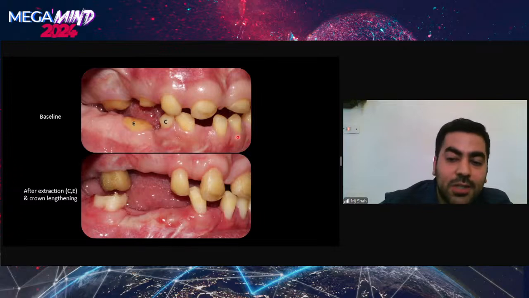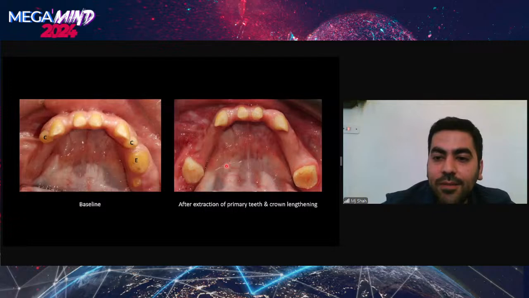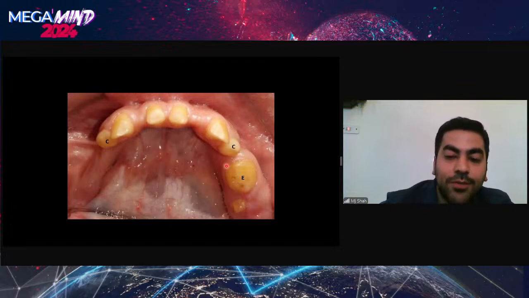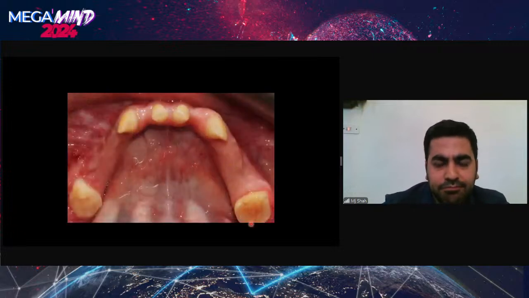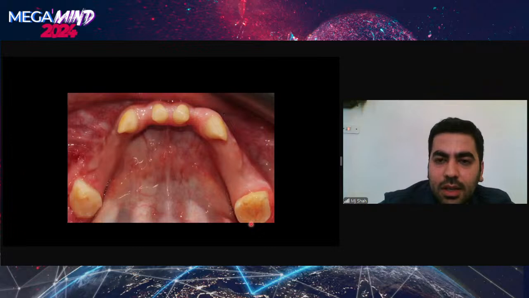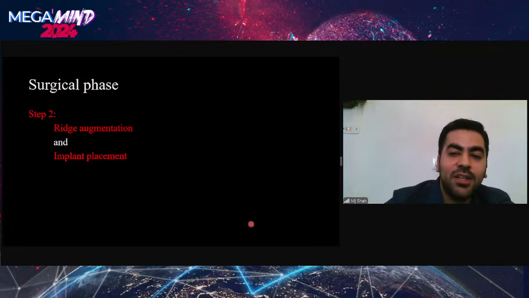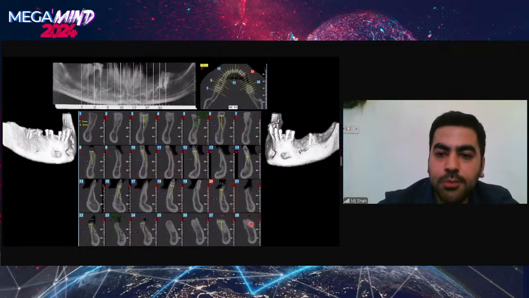Also, the interarch space is increased. And here you can see the result of this step from the occlusal view. The first molars were placed under the gingiva, and after the crown lengthening, they're revealed. You can see them here. So after that, in the second step of the surgical phase, ridge augmentation and implant placement were planned. Let's look at the amount of bone in the premolar regions.